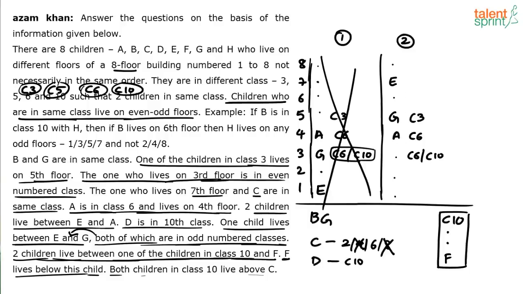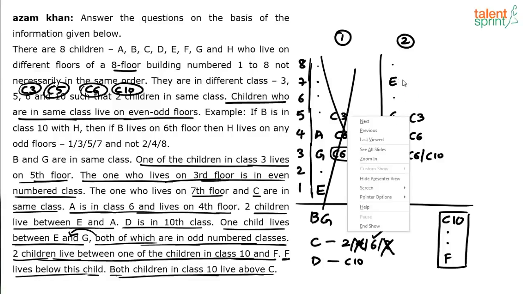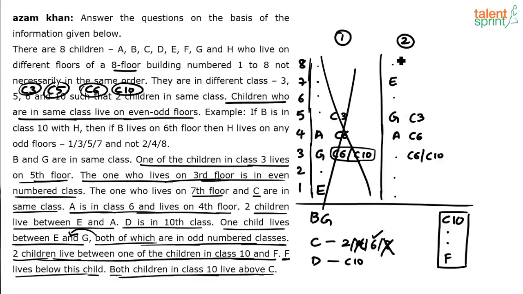I think C cannot be on 6th floor. C has to be on 2nd floor. We can confirm that C has to be on 2nd floor. I'll tell you why. We know that if C comes on 6th floor, both the children in class 10 live above C, right? So if you consider C on 6th floor, the 7th and 8th floors will be occupied by class 10 fellows, right?